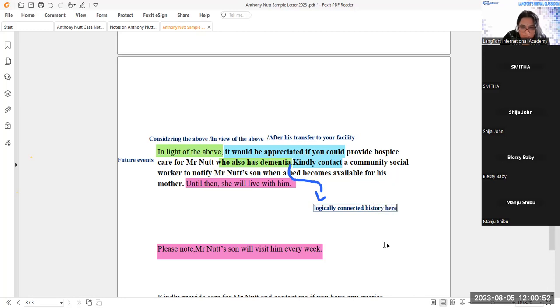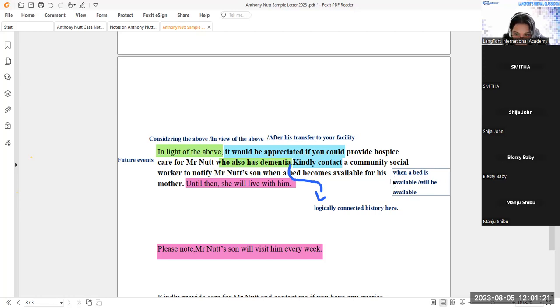Then kindly contact a community social worker to notify Mr. Nutt's sons when a bed becomes available. You can also say when a bed is available, that is also fine. Or you can say when a bed will be available. Will be available is also fine. All these are future structures you can use. When a bed will be available for his mother.